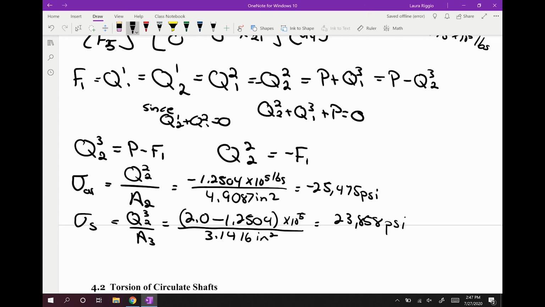So that's the governing law for elongation in bars. In the next lecture, we will go over torsion of bars.